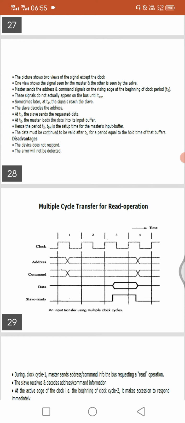At the time of t0 only, the slave accepts the request from the master. At the time of t1 the slave sends the requested data. After that, at t2 the master loads the data into its input buffer. Hence the period t2 to t2 plus tdm is the setup time for the master's input buffer. The data must continue to be valid after t2 for a period equal to the hold time of that buffer.